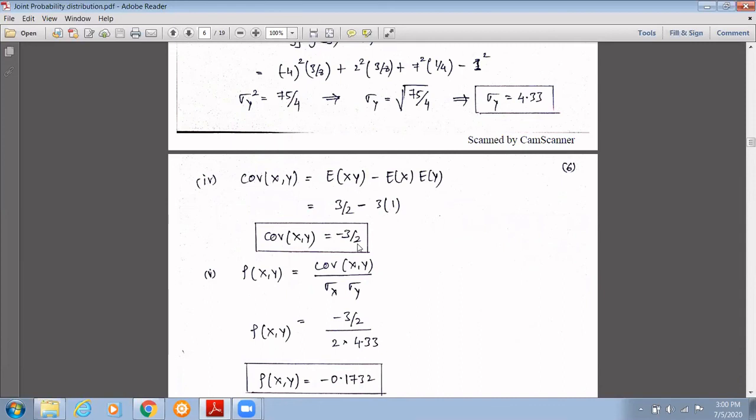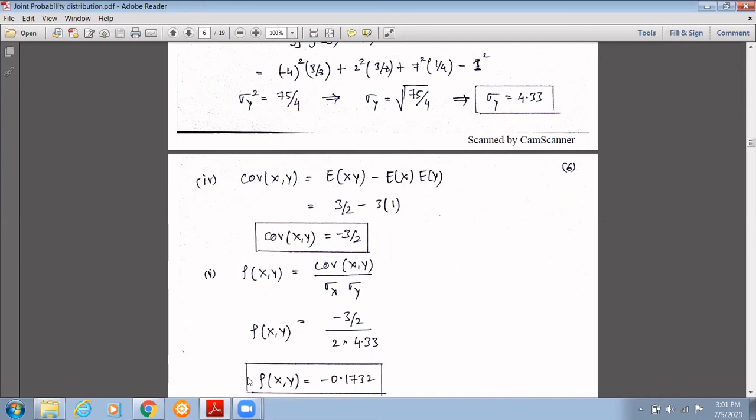The next is rho of x comma y, the correlation of x comma y. It is given by covariance of xy divided by sigma x into sigma y. Substitute all the values here. Covariance is minus 3 by 2 divided by sigma x and sigma y. Sigma x is found to be 2, sigma y is 4.33, which implies that minus 0.1732 is the value of correlation between x comma y.